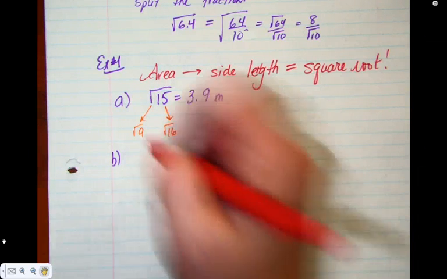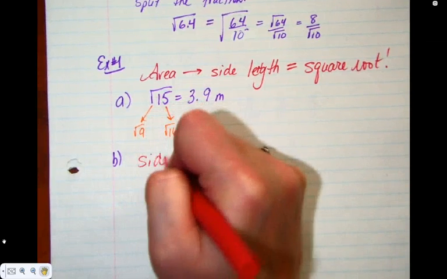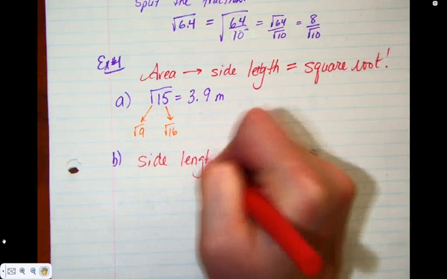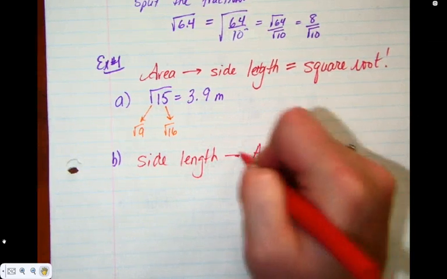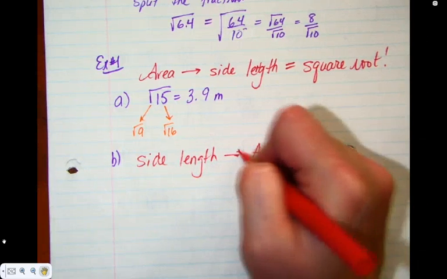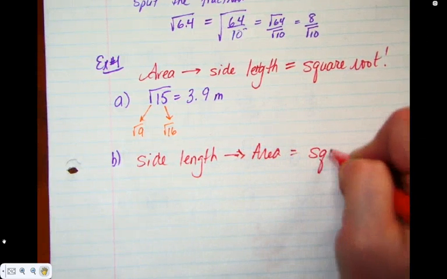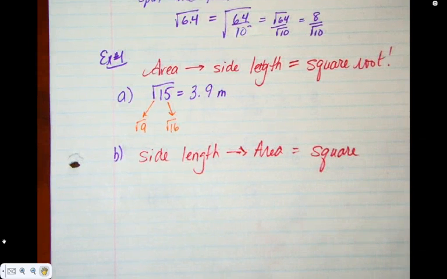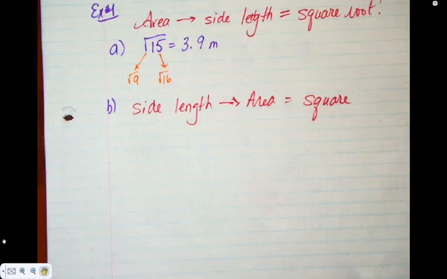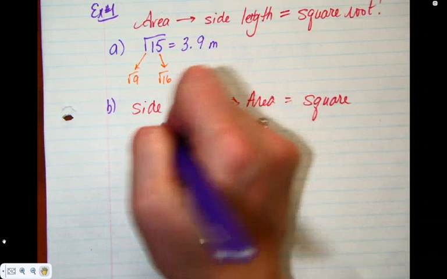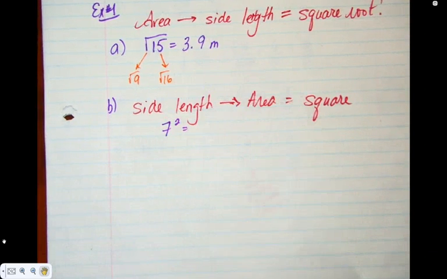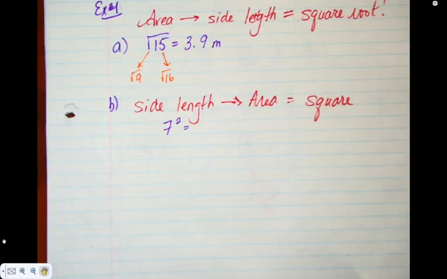Let's find the square. So when you're going side length to area, you're going to square the number. So this one is asking for 7 squared, which is one of the perfect squares that we're going to memorize.